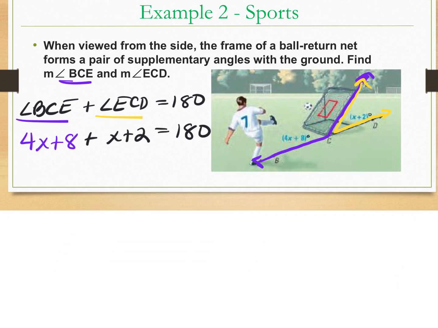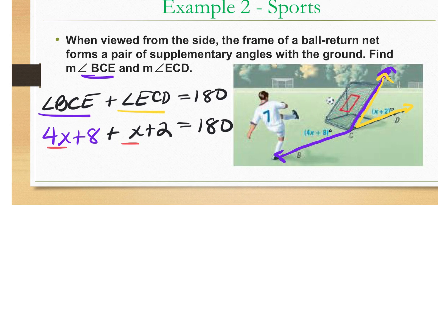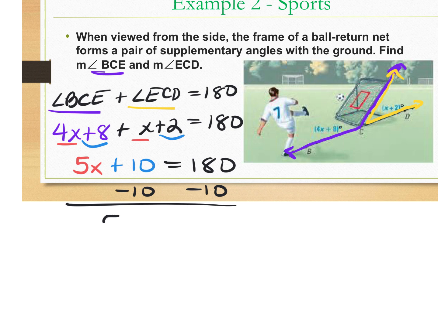Okay, so let's go ahead and use our Algebra 1 skills. We're going to combine like terms. So I'm going to combine 4x with 1x. I get 5x. And then my constants, 8 plus 2 is 10. And now I have a two-step equation. So I start with my inverse operations. I'm going to subtract 10 from both sides first. 5x equals 170. Divide by 5.